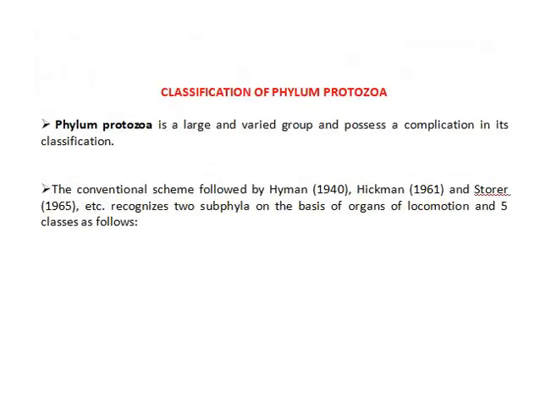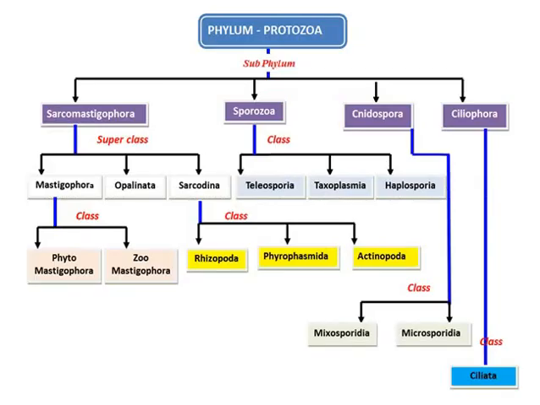The classification of phylum Protozoa is a large and varied group and possesses complications in its classification. The conventional scheme followed by Hyman 1940, Hickman 1961 and Storer 1965 etc. recognizes two subphyla on the basis of organs of locomotion, and five classes as follows. This is the flow chart of the Protozoa classification details of the phylum.